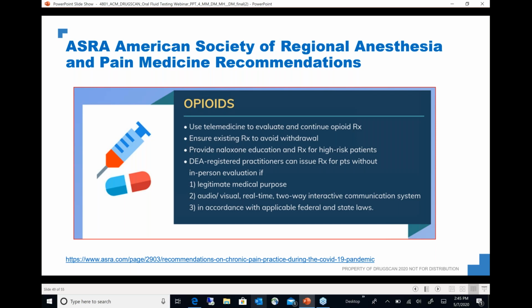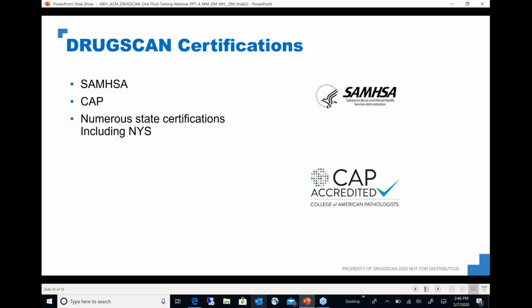DEA registered practitioners can issue prescriptions for patients without in-person evaluation only if, number one, it's for a legitimate medical purpose; number two, an audiovisual, real-time, two-way interactive communication system is put into place; and in accordance with applicable federal and state laws. These recent guidelines are beginning to change and give some positive twists in the industry that we're all working in. And with that said, I'd like to close by mentioning some of DRUGSCAN's important certifications.